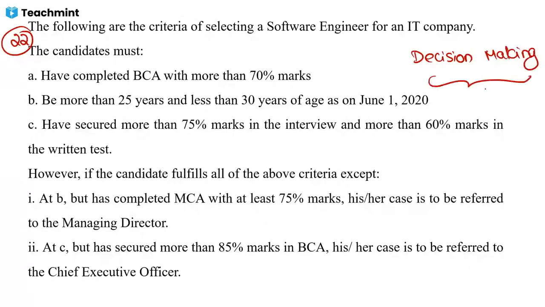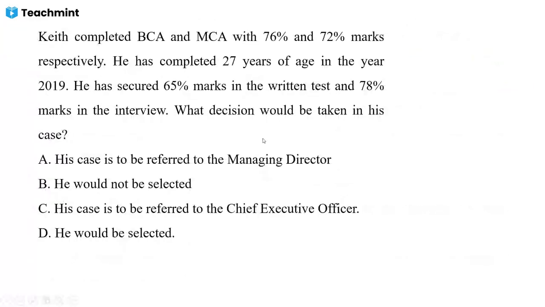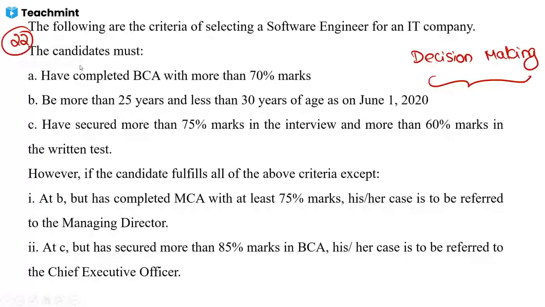See, this is decision making. Already we discussed a few questions in the last session. So now let's see about this one. They have given 3 conditions here. BCA completed with more than 70%. Age should be more than 25 and less than 30 with respect to June 2020. Scored 75% in the interview and 60% in the written test. Then the person is selected for software engineering.